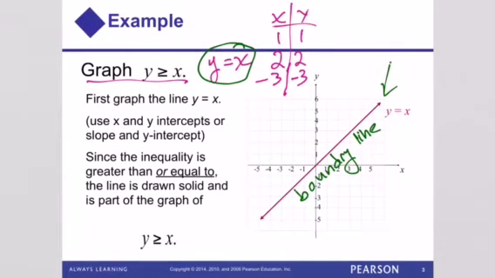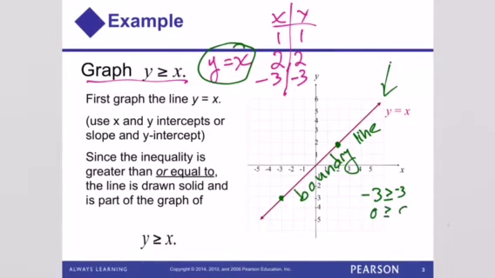Since the inequality is greater than or equal to, the line is solid. Now here's why. If I pick a point on this line, say (2, 2), it makes this equation true. If I pick the point (-3, -3), it is true in the equation. In other words, -3 is greater than or equal to -3.